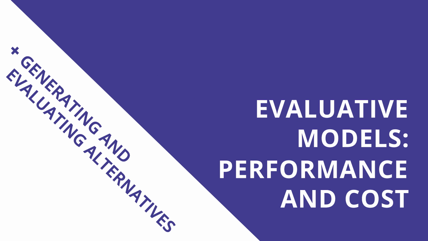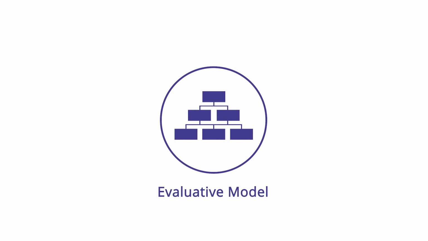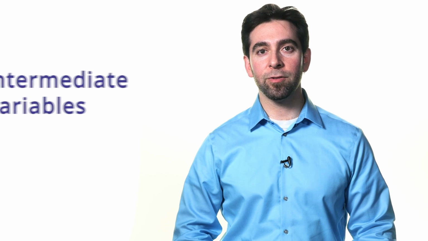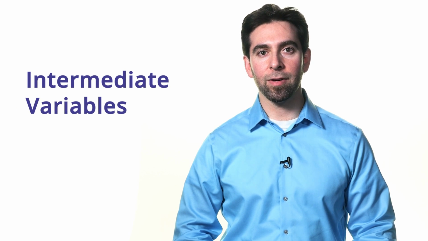In this segment, we're going to talk about evaluative models for performance and cost. Now, an evaluative model at its basic level takes in our design variables and predicts our cost and performance attributes. Typically, these models also calculate a number of intermediate variables about which we may have interest.